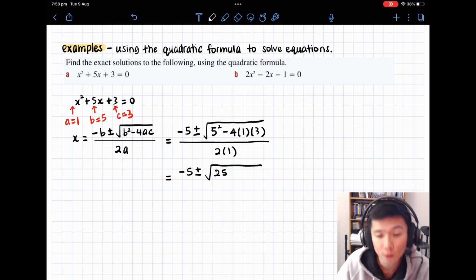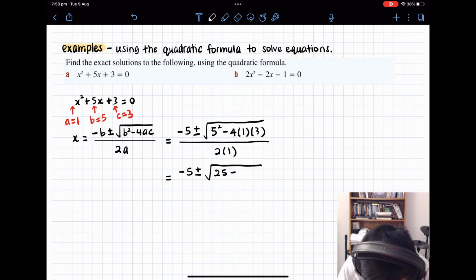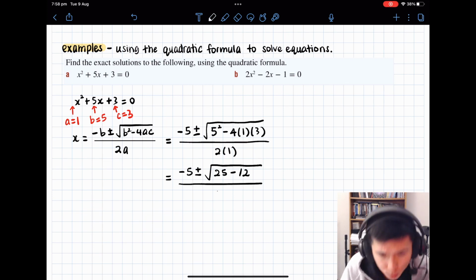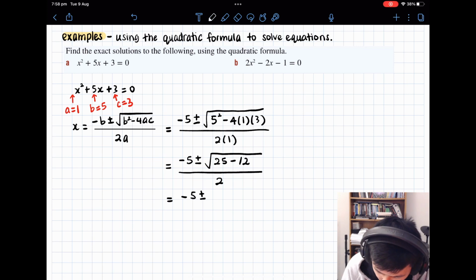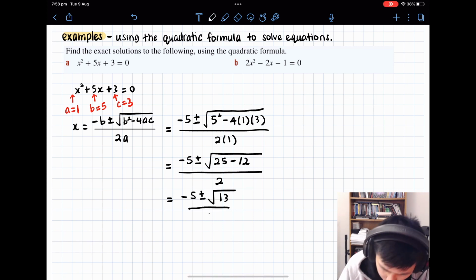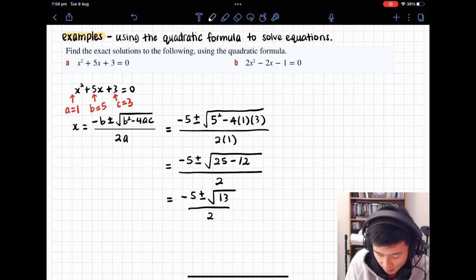And I've got 4 times 1 times 3. That gives us 12. And 2 times 1 on the bottom, well, that's just 2. And then I can keep going. 25 minus 12 is actually 13. And of course, we divide by 2. And then this is where I stop, right? These are the solutions.